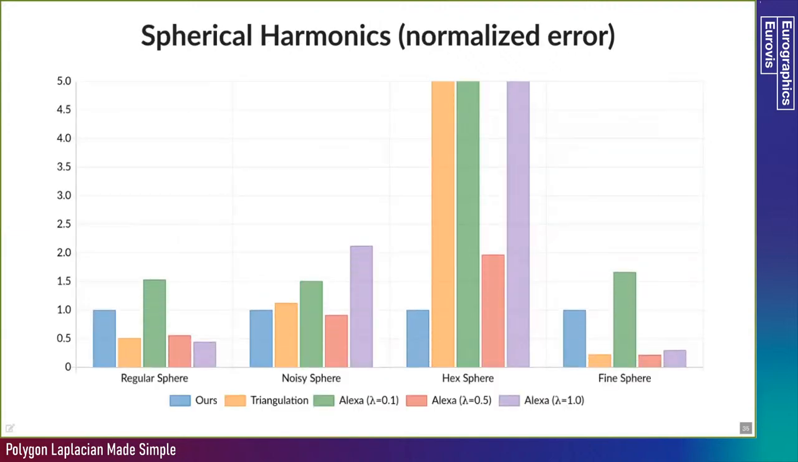In case of the spherical harmonics, we tested how well our operator is able to reproduce the discrete eigenfunctions sampled on the sphere and compared them to the analytical function values. While our operator does not yield the smallest errors, we are still in a similar range compared to the other ones and can be considered competitive.